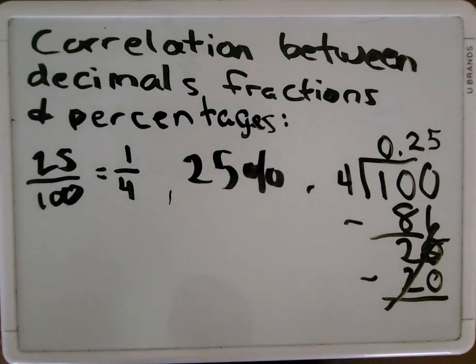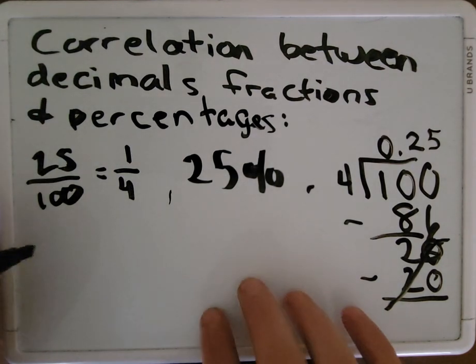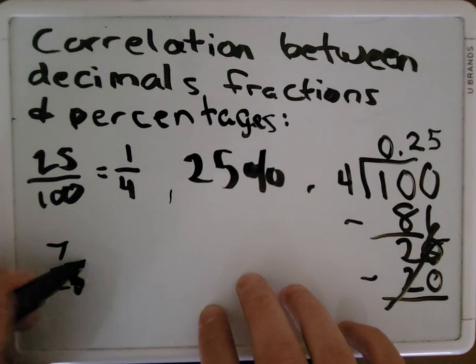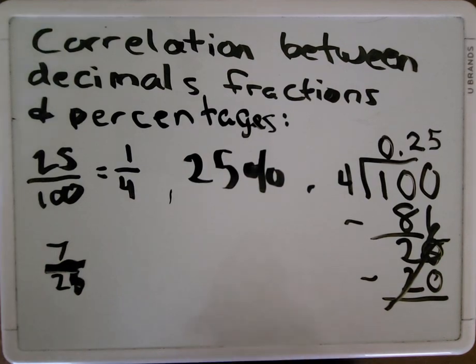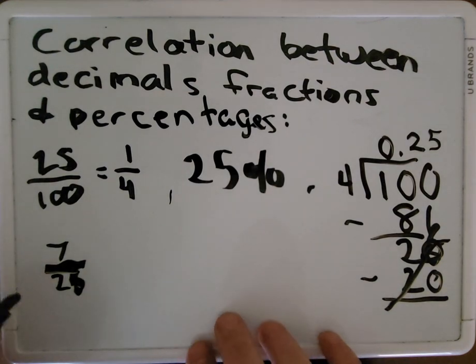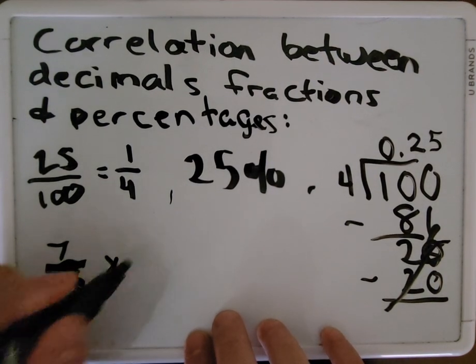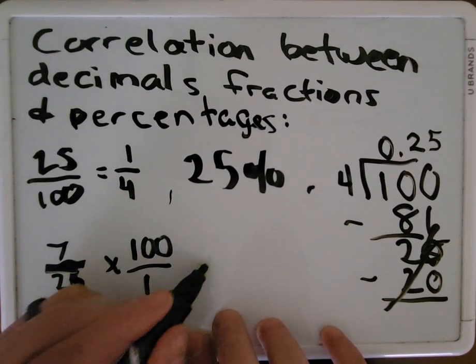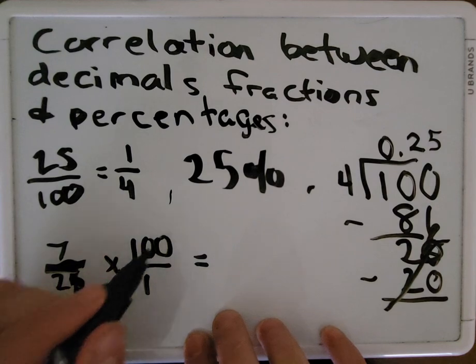Right? Now let's go into a slightly more difficult one. We're going to go ahead and do 7 over 25. So keep in mind, 7 over 25 is as simplified as it can be. In order to know what the percentage is, we're just going to do the math to get the conversion of the percentage. So what that's going to look like is 7 over 25 times 100% over 1, which is the total.